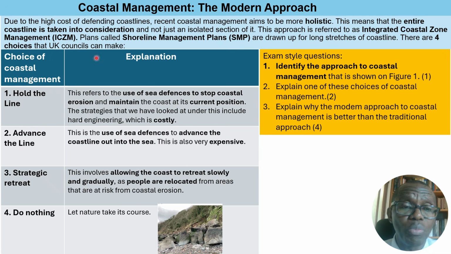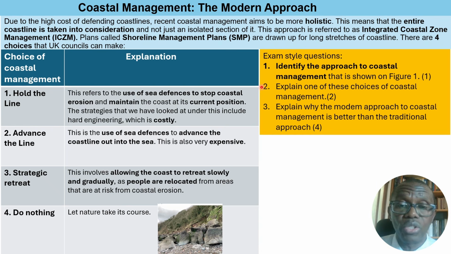And then the second question that could be asked here is to explain one of these choices of coastal management. So to describe, or rather explain, one of these 4 that we've talked about, and then explain why the modern approach to coastal management is better than the traditional approach. So for this particular question, you'd obviously be saying that the modern approach is a lot more holistic, so it does not just consider sections of coastlines, but considers the coastline in its entirety. So it does not protect some parts of the coastline at the expense of others. So you would be making that argument or giving that explanation as to why the modern approach is better than the traditional approach.